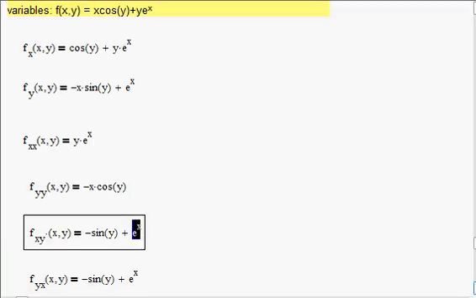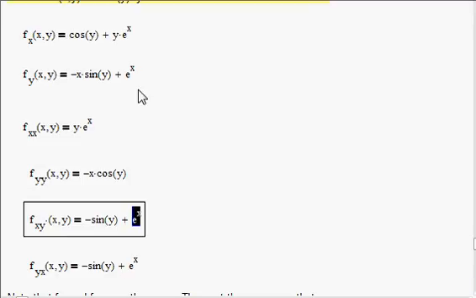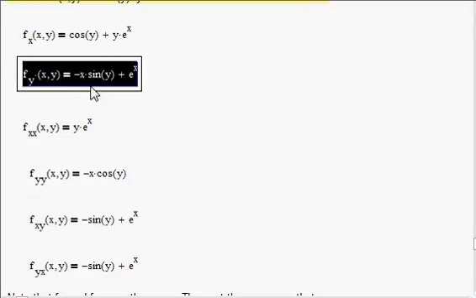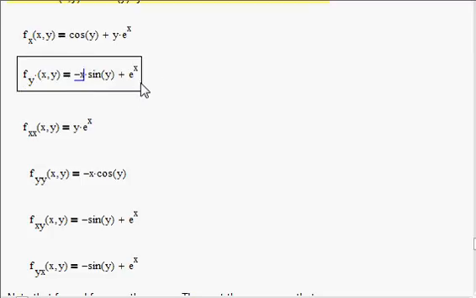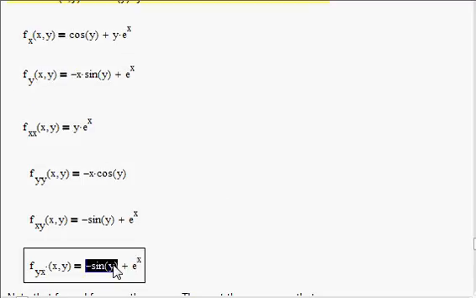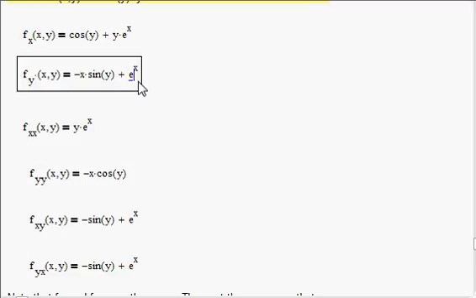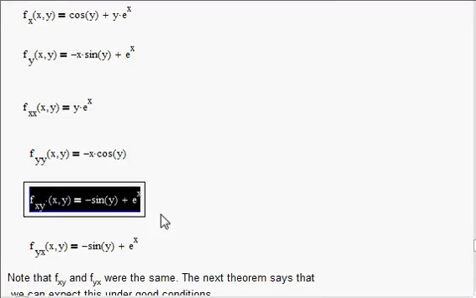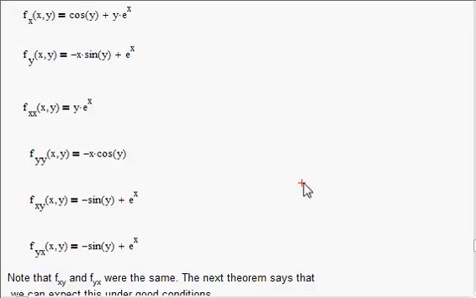So, similarly, when you find fyx, you find fy first, which we already did, and then take the derivative of this with respect to x. Well, that means sine of y is a constant, so we get negative sine of y, because the derivative of x is 1, plus the derivative of e to the x with respect to x is again e to the x, and I want you to notice something here. These two partial derivatives, the derivative of fx with respect to y and the derivative of fy with respect to x, are the same.